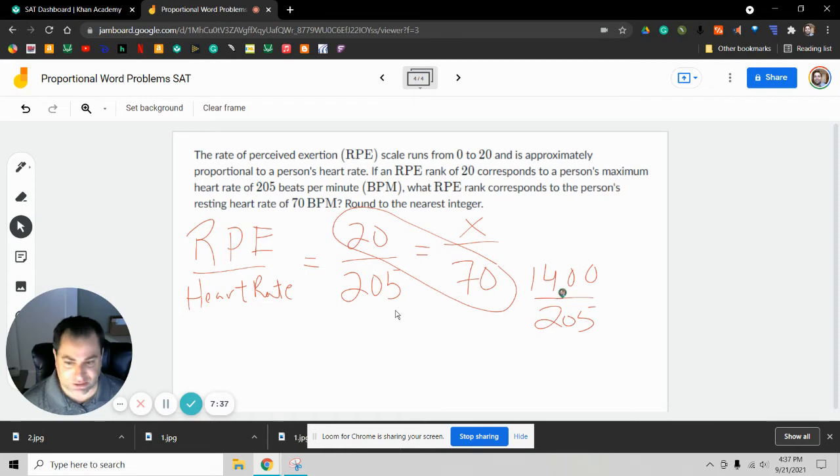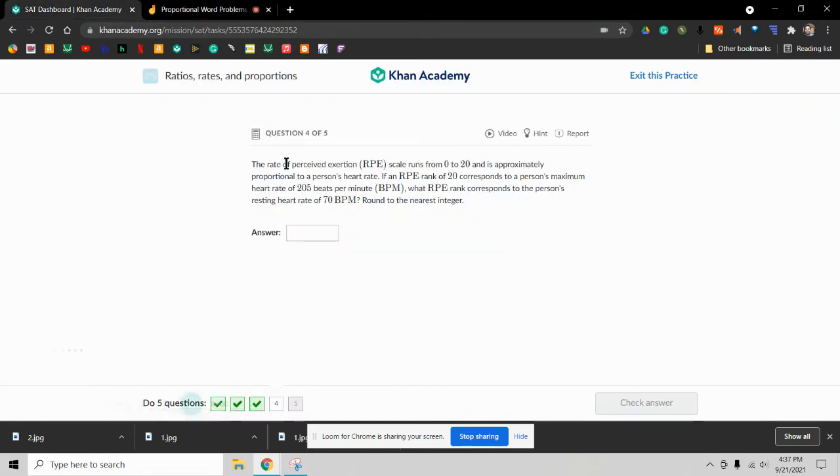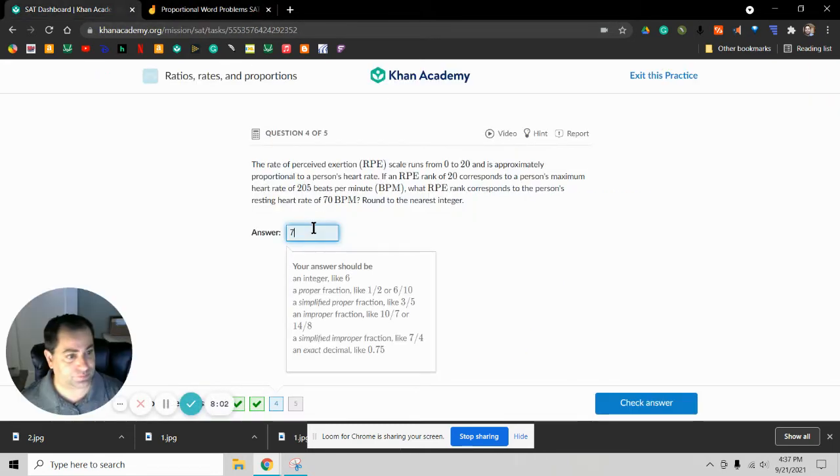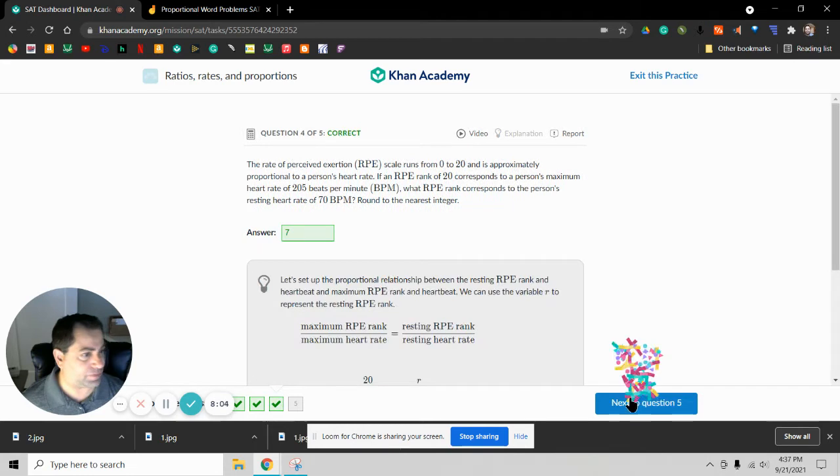And we get, it doesn't go in equally, but it's about 6.8. So I noticed here that we want to round to the nearest integer. So I'm going to say that our answer is going to be 7 here if we round to the nearest integer. Put that in for an answer. Good. Next question.